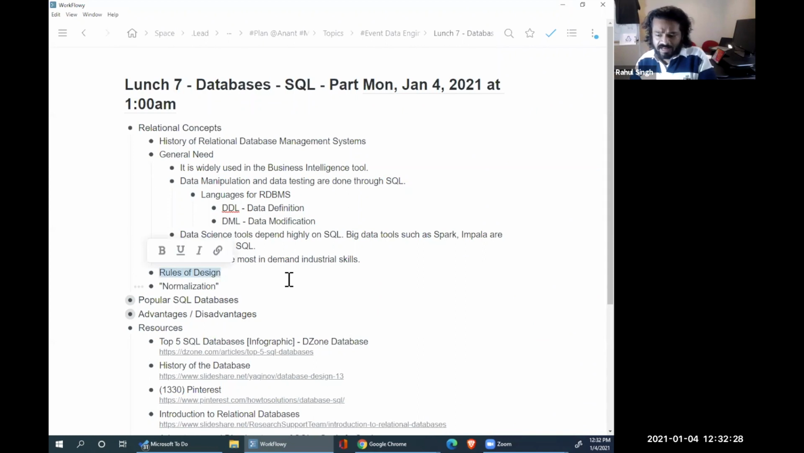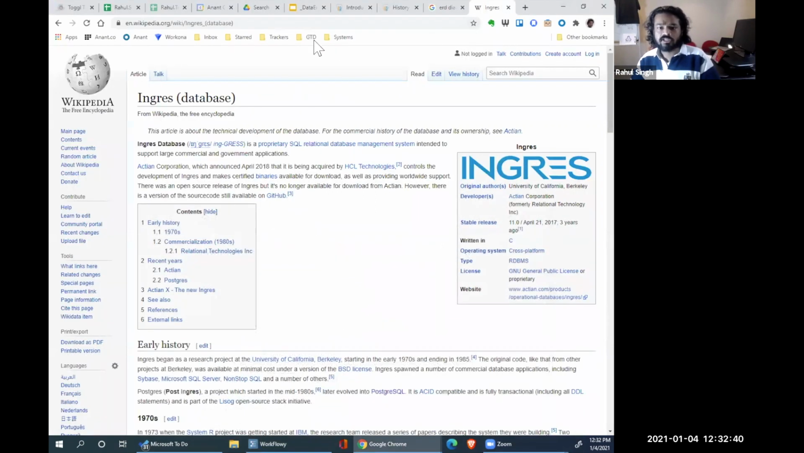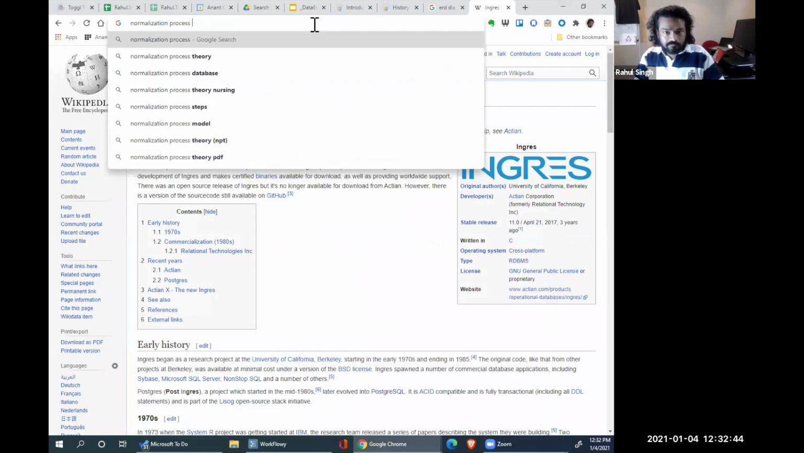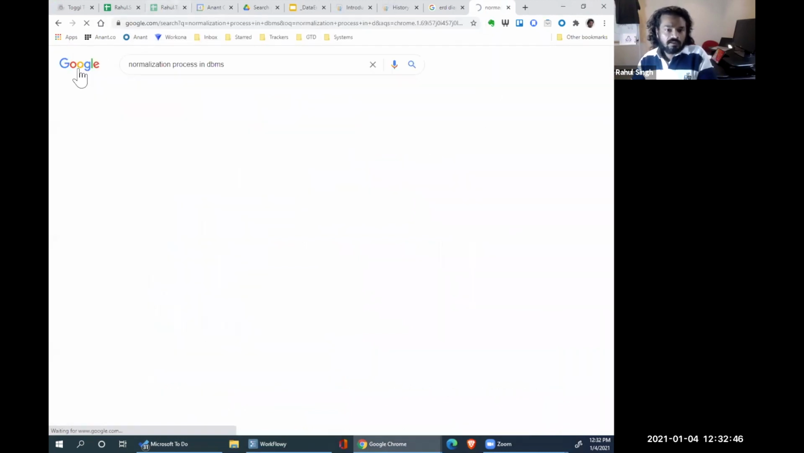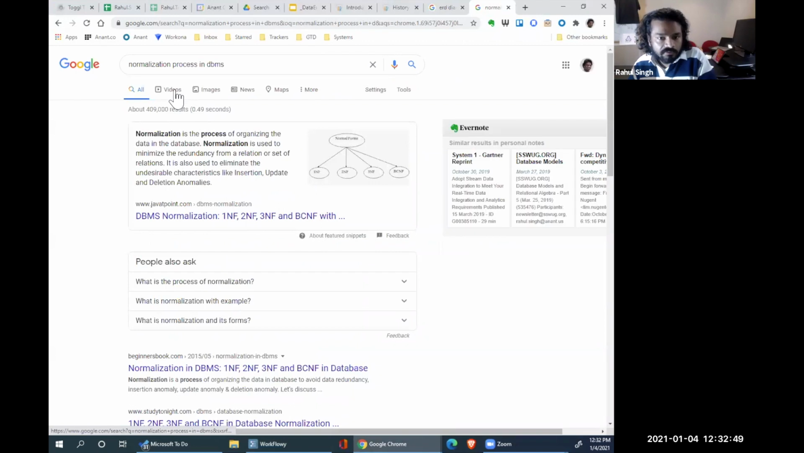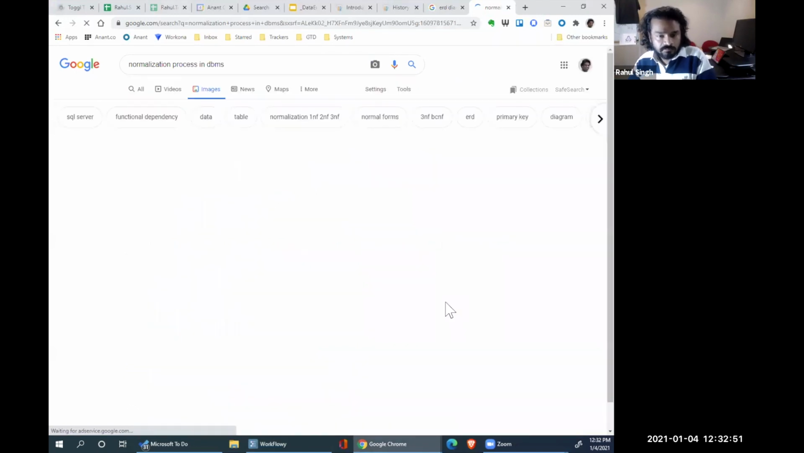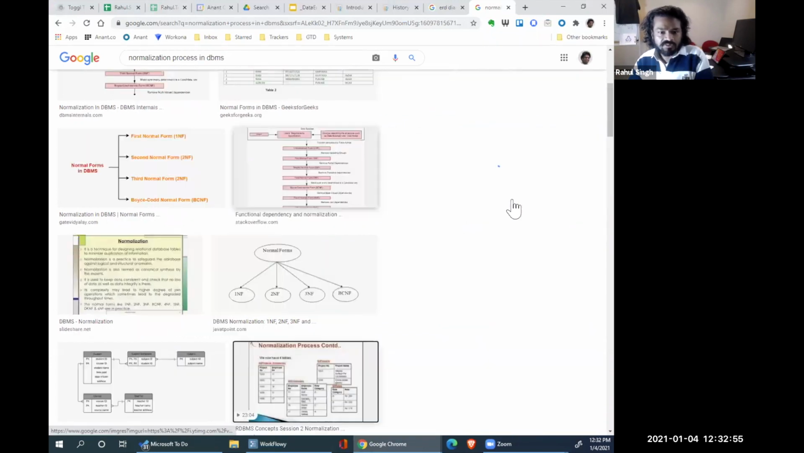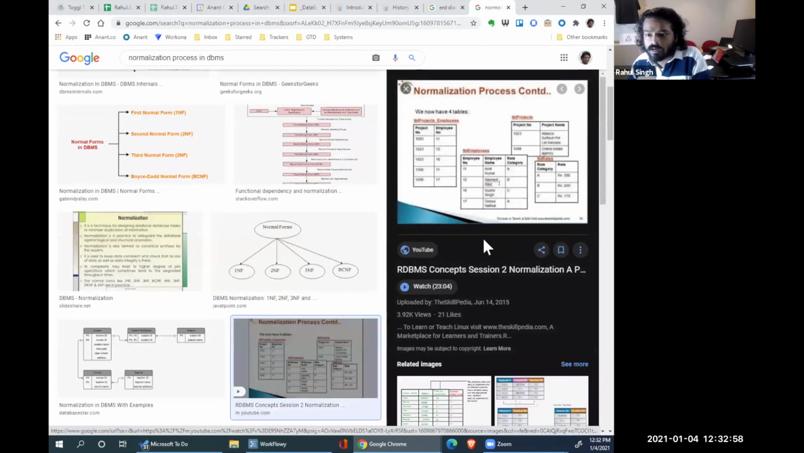Rules of design, I don't think we're going to have time to go through rules of relational design, but we can come back to it. But I did want to cover normalization really quick. The process of normalization is, let me see if Google will give us a good image. This is just kind of one normalization process.